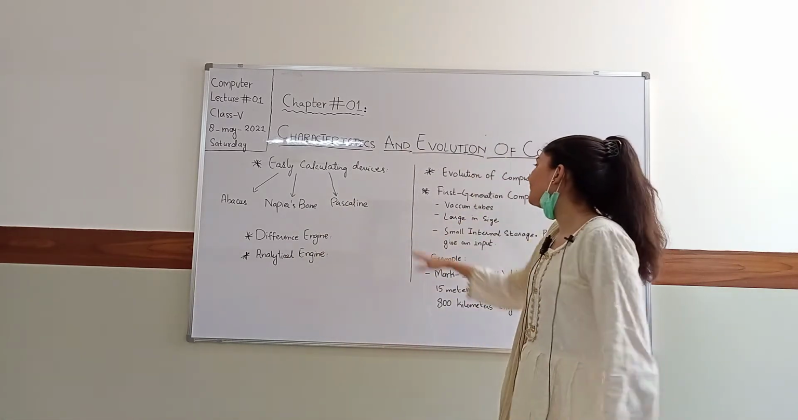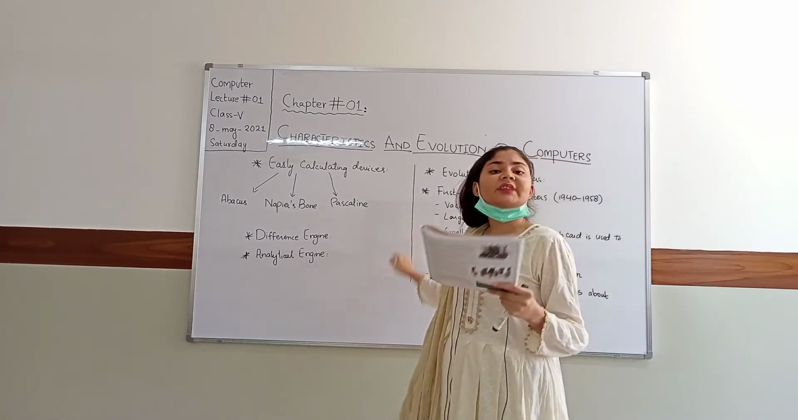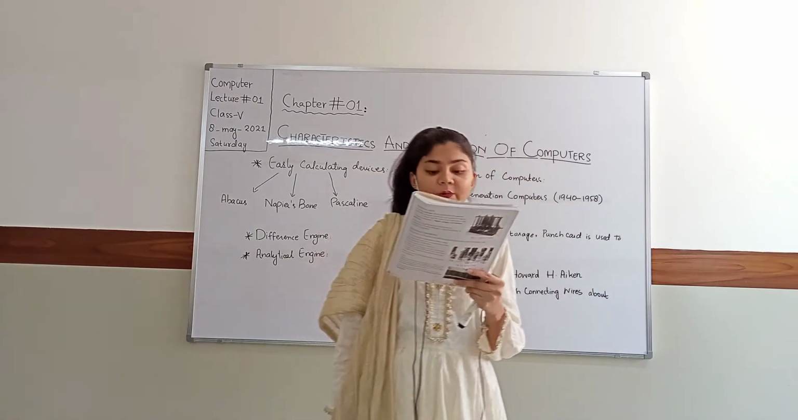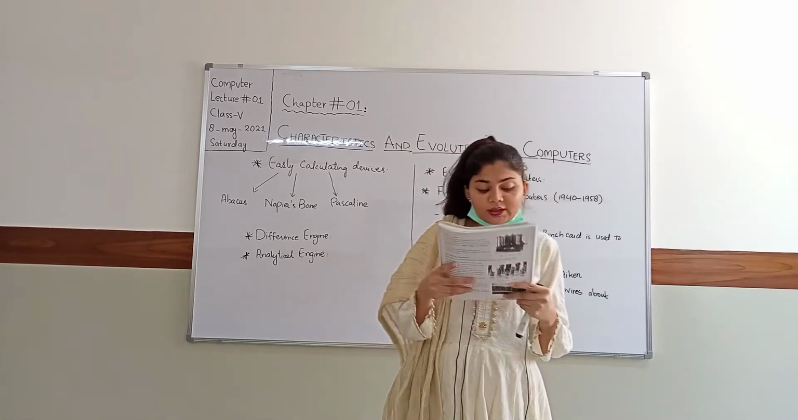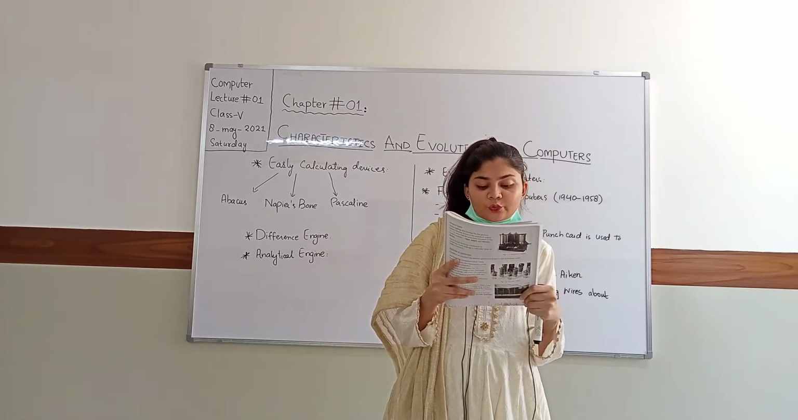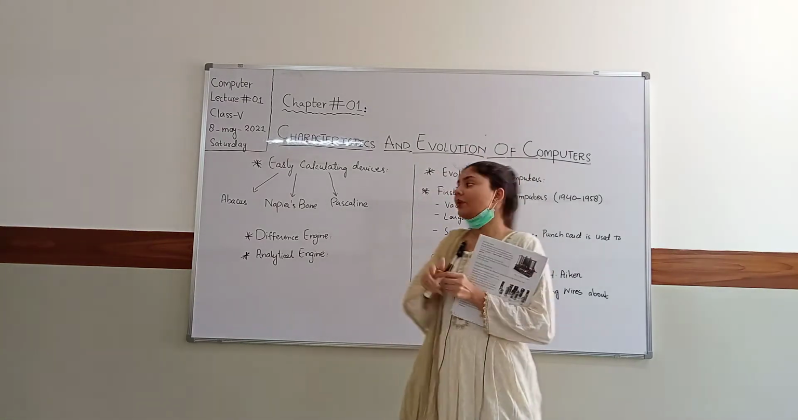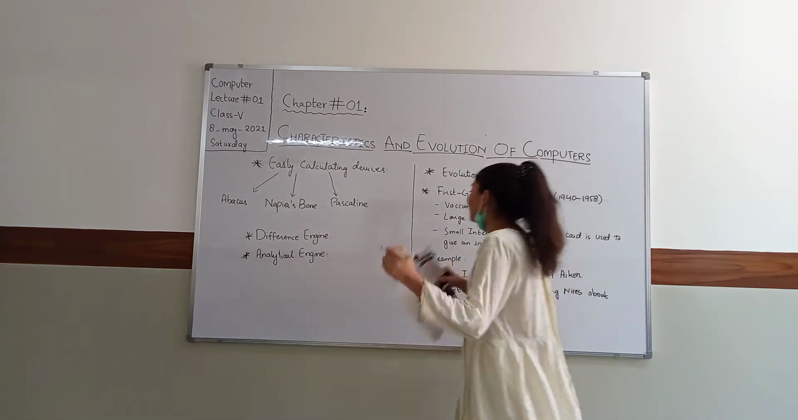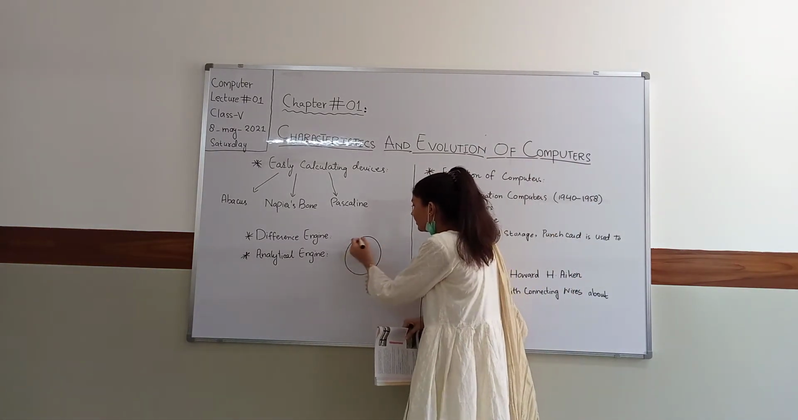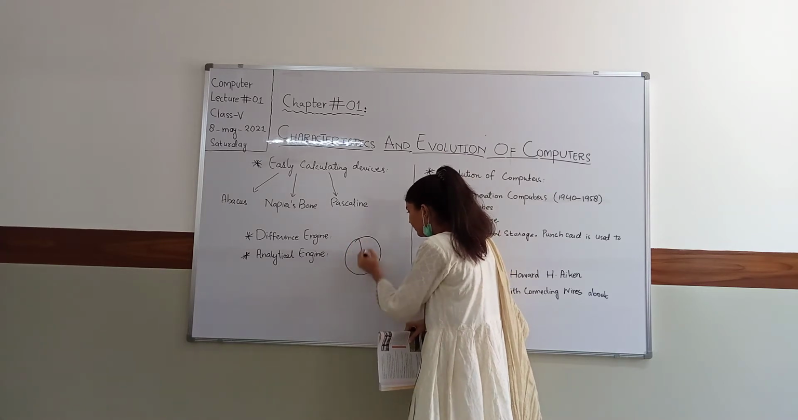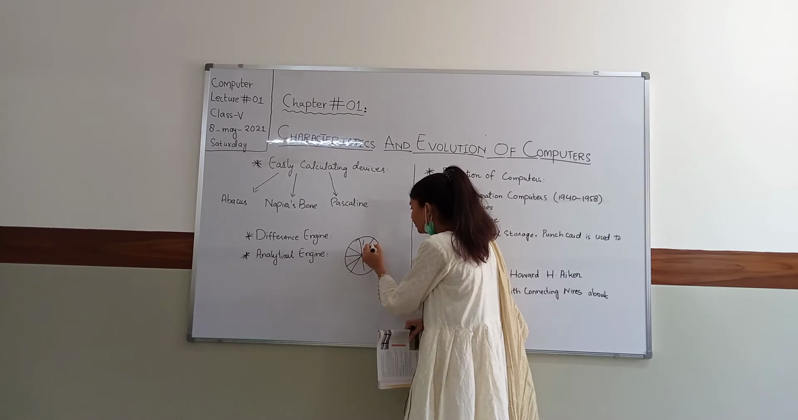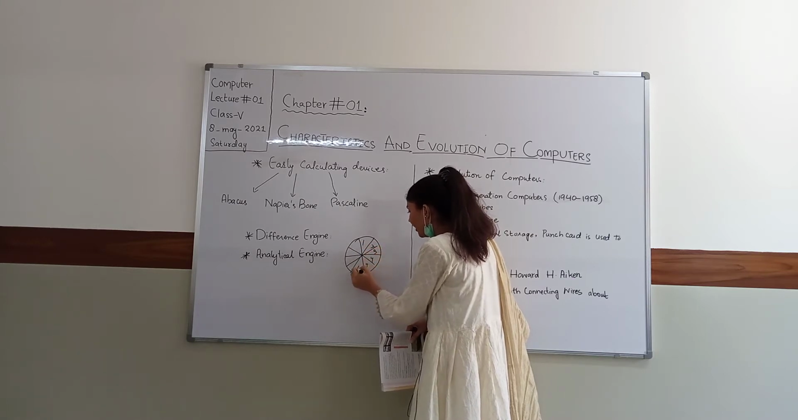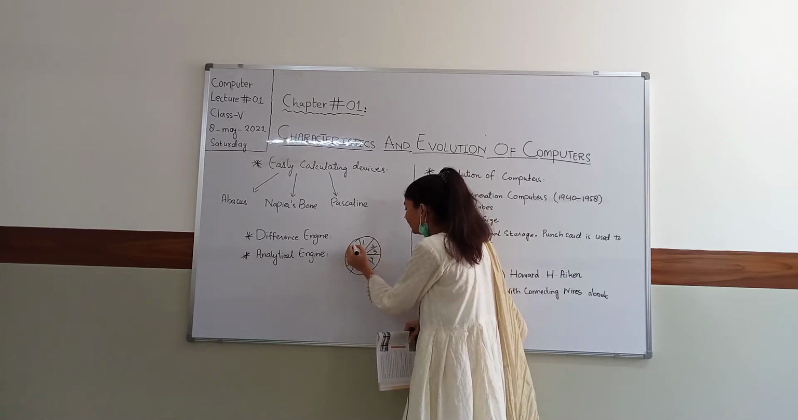Now the third one is Pascaline. In 1641, Blaise Pascal invented the first mechanical calculator. It consists of a rectangular box with movable wheels. What are the movable wheels? This is how wheels look like. 1, 2, 3, 4, 5, 6, 7, 8, 9, 10.